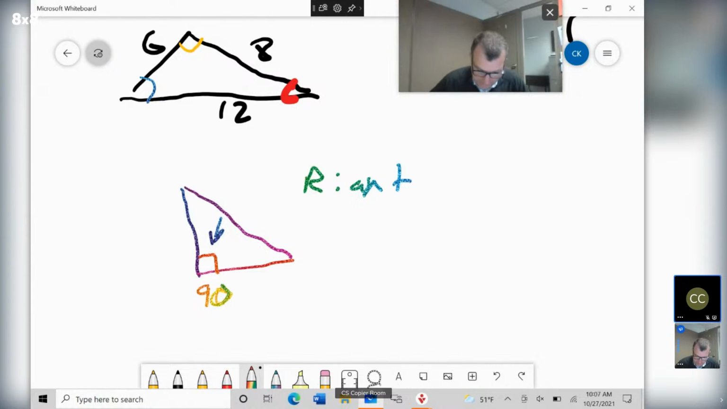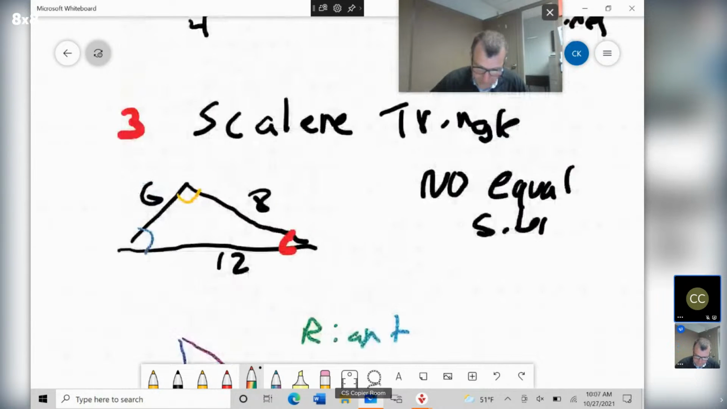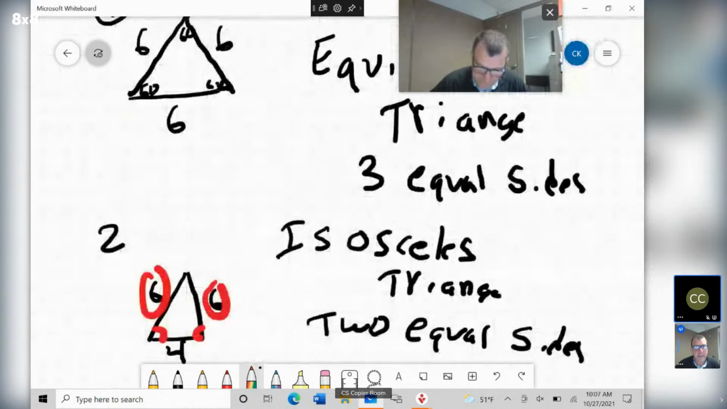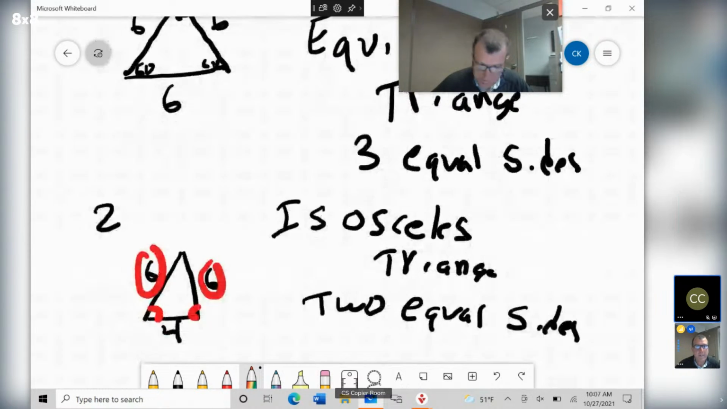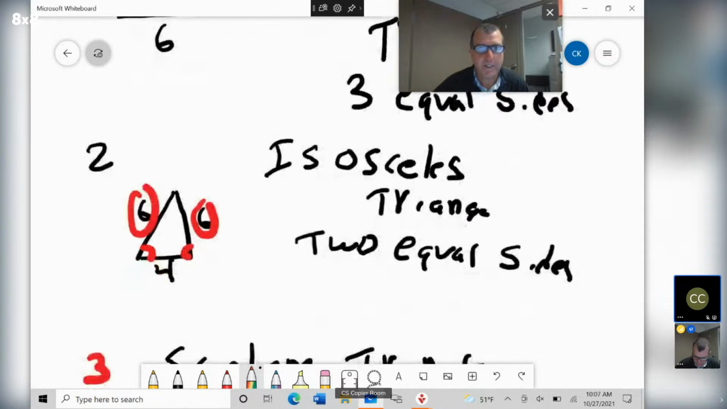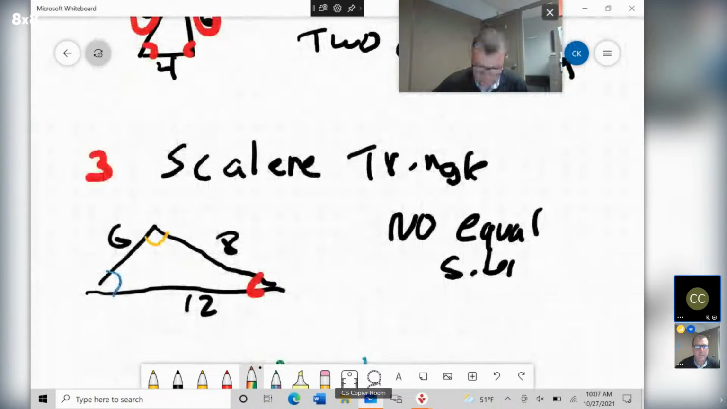Let's go back and just review one more time. Equilateral, three equal sides. That one's probably going to be the easiest one for you to remember. All three sides are equal, which makes it an equilateral triangle. If you can remember, isosceles has two equal sides. Two of the three sides are equal. And the last is scalene, which means none of the sides are equal.